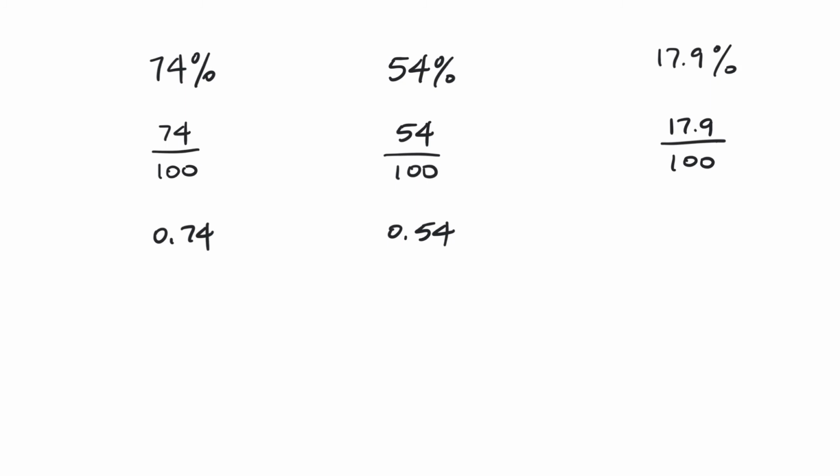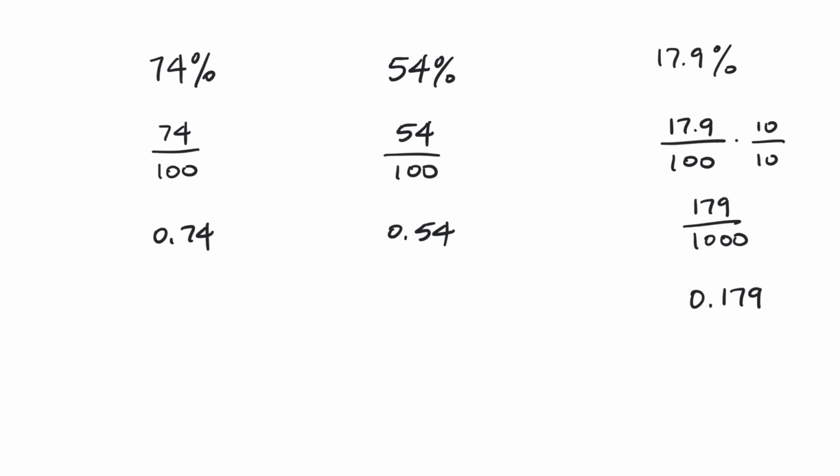Now, when we get something like this, where we have a decimal in there, this is 17.9 hundredths. I need to get rid of this decimal here. I need to write this as a whole number up there. So to do that, I'm going to multiply this by 10 on the top. And if I multiply the top by 10, I have to do the same thing to the bottom. So this becomes 179 over 1,000, which is easy to write as a decimal because this is 179 thousandths. So that would be 0.179. That's the equivalent decimal to this percentage.